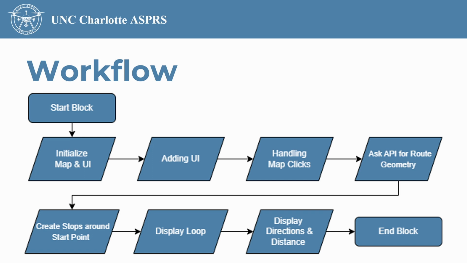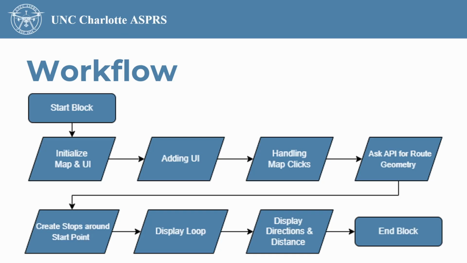Along with that, we then went into developing a way to handle user map clicks. So when the user clicks on the map, we want haptic feedback. We want to be able to see that, hey, we clicked here. Starting here, it's a start point, like Google Maps. From there, with that start point, we asked the API for our route geometry. And it'll feed us back this loop.